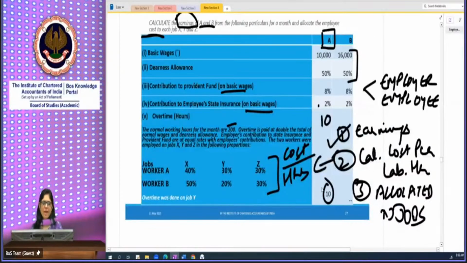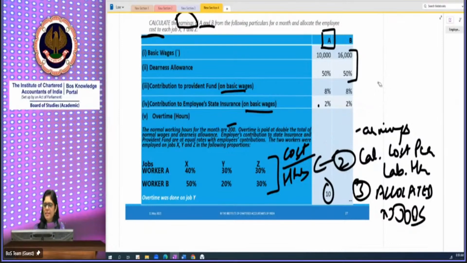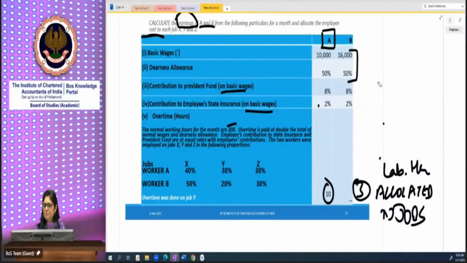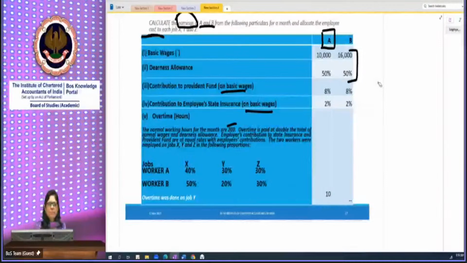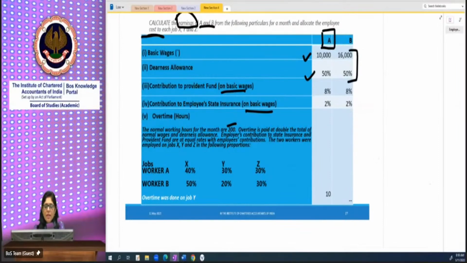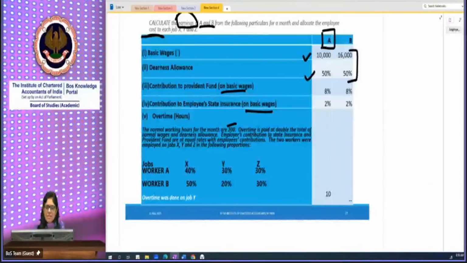Now let us move back to this question. First of all, calculate the earnings. All right, now I'm erasing this off. Now you calculate the earnings and tell me how we calculate the earnings. When we calculate the earnings, we have to take basic, DA, then overtime hours. First let us settle overtime. Overtime hours are 10 hours only for A, so overtime will happen only in the case of A. How are we paying overtime? Overtime is paid at double the total of normal wages and DA, all right?